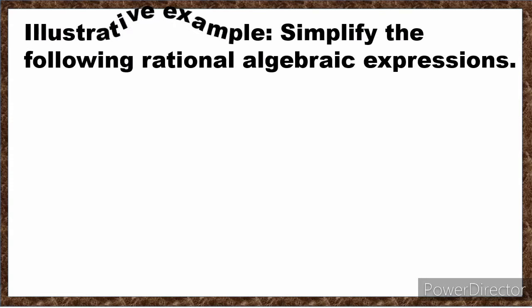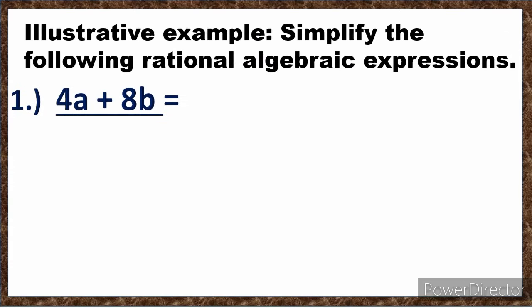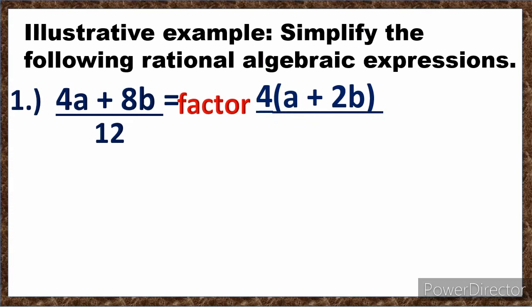Now let's start. Illustrative example. Simplify the following rational algebraic expressions. Number 1, 4a plus 8b over 12. The first step is to factor both the numerator and the denominator. The common factor of 4a and 8b is 4, so we factor out 4. Then 4a divided by 4 is equal to a, and 8b divided by 4 is equal to 2b.